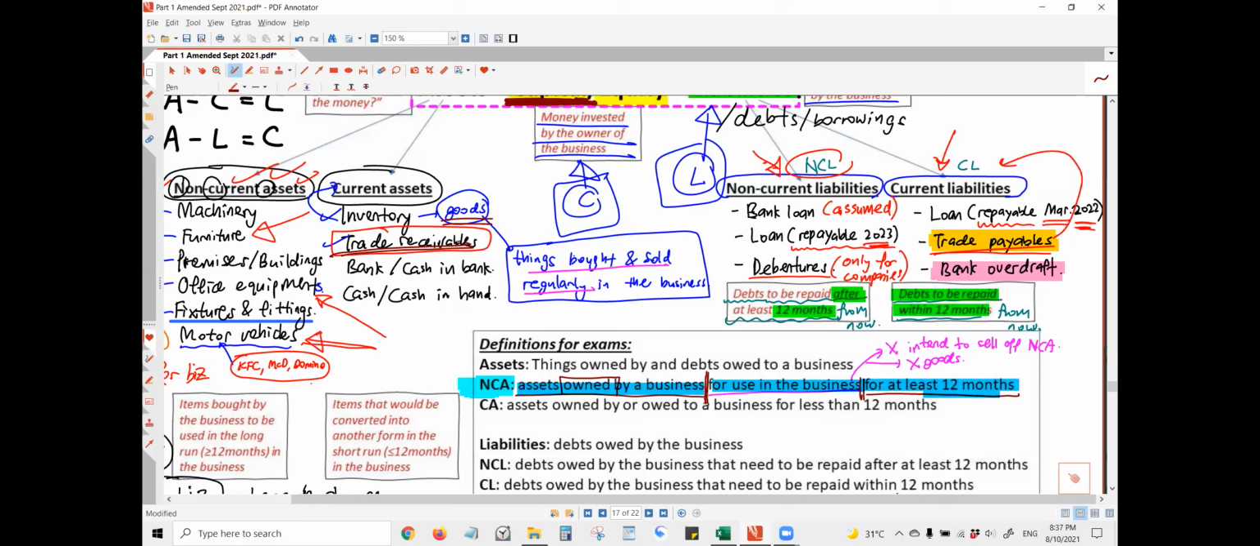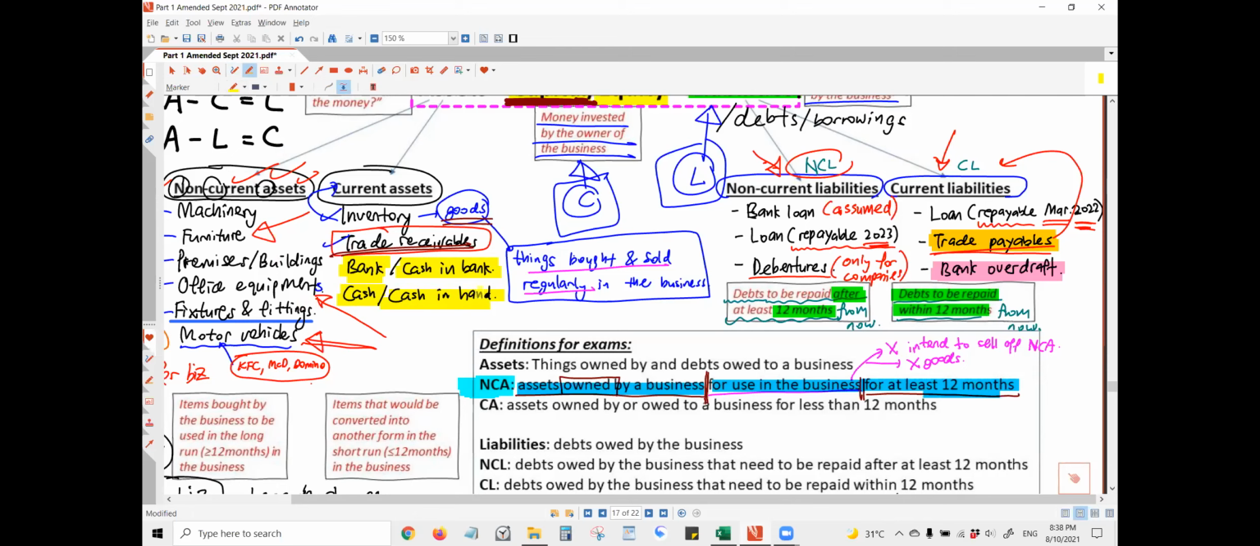Now, look at the other two current assets you have here. You have bank, and then slash cash in bank. This refers to the money that you still have in the business bank account. And cash here refers to the money that you still have in your business in the form of cash that you can see and touch. Cash is the money that you can see and touch. Bank means money that is in the bank account. You cannot see the money. It's in the bank.